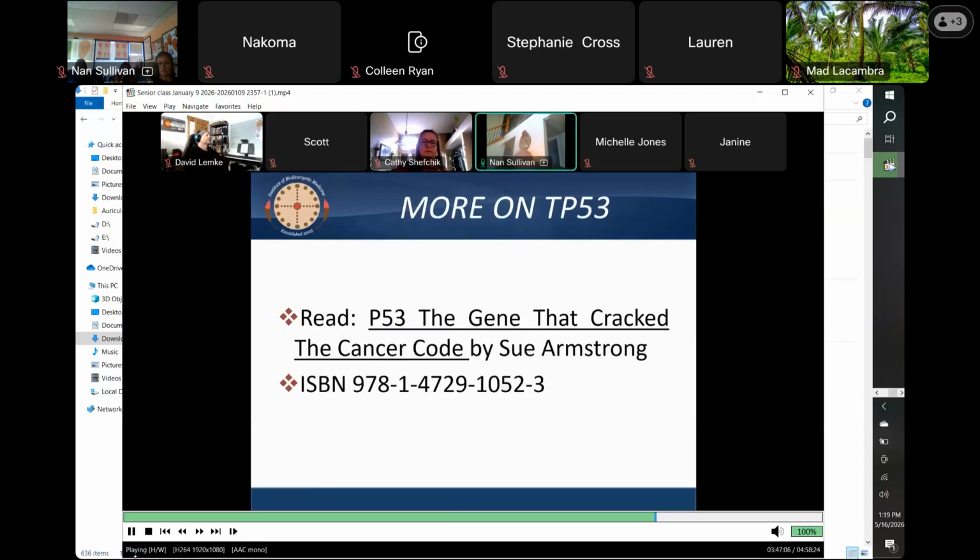More on TP53: read P53, the Gene That Cracked the Cancer Code by Sue Armstrong. You can order the book. It's a little paperback book and it's available from Amazon.